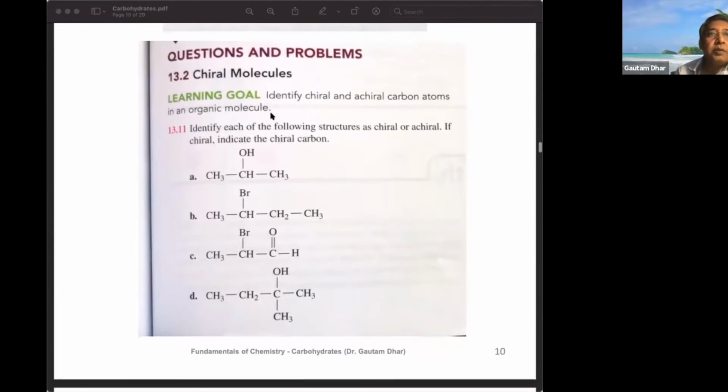If you look at this one: identify each of the following structures as chiral or achiral. Looking at this structure, there are four different groups, so A is going to be chiral. If you look at B, you have a CH3, a H, a C2H5, and bromine. All four are different, so this is chiral.